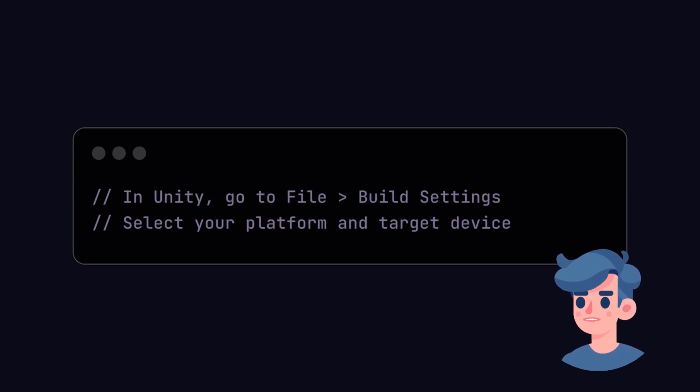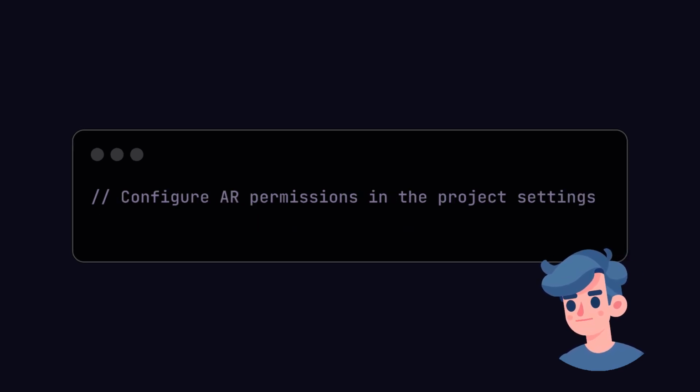Now, let's go ahead and compile our Unity project for deployment. You will need to select the right build settings for the platform you would like to target, whether that's Android or iOS. After building your Unity AR project, if you're targeting mobile devices, ensure that you configure permissions and support files accordingly so the AR features will work seamlessly.